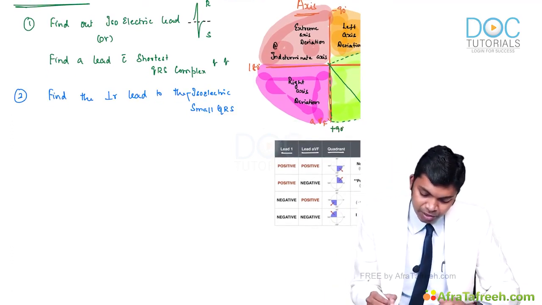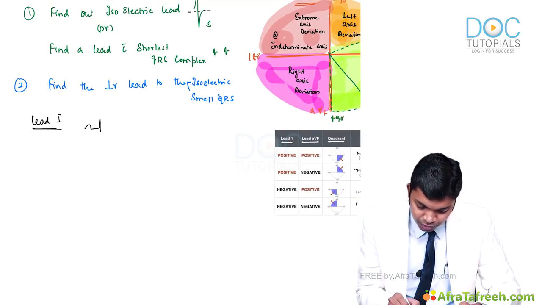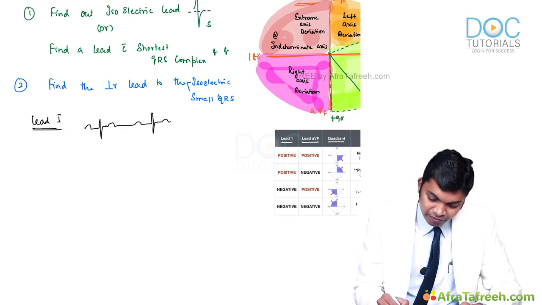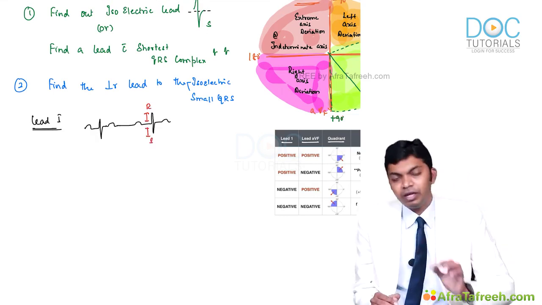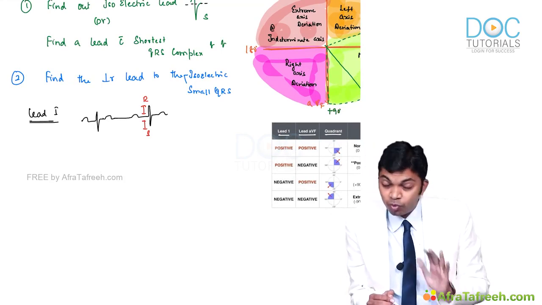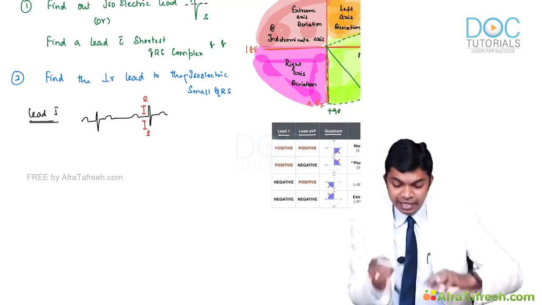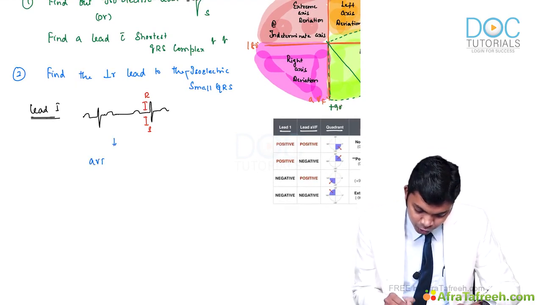Say for example, doctors, if lead 1 in your ECG shows isoelectric QRS, so you have normal duration of R wave, normal duration of S wave. Lead 1 is the isoelectric lead. What is the perpendicular to lead 1? You know very well, the perpendicular lead is AVF. Good. So step 2 is AVF, doctors. You have to look at AVF.